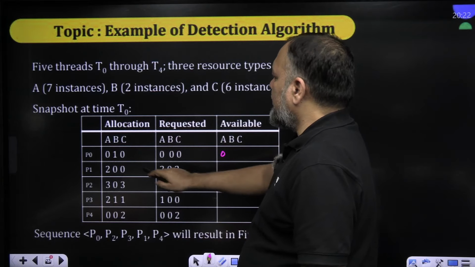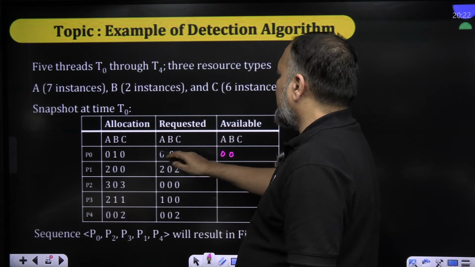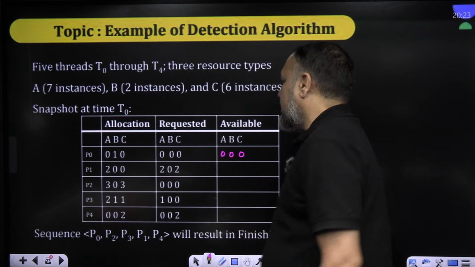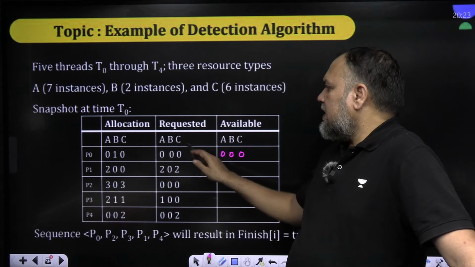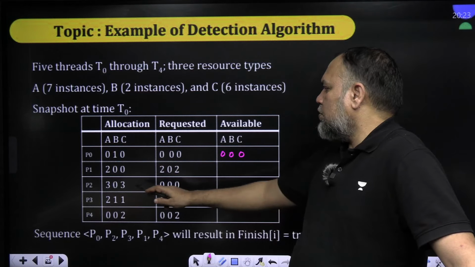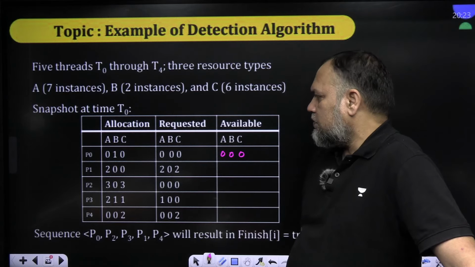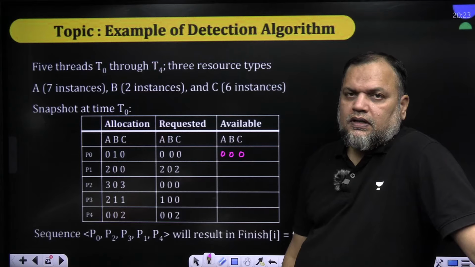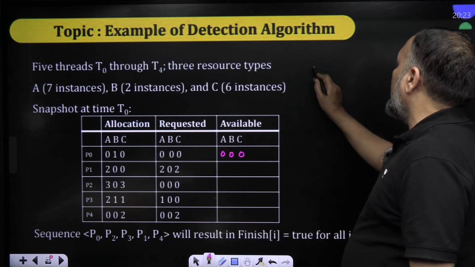Out of 2 copies of B, all 2 are invested, so 0 available. C, how many allocated? 3, 4, 5, 6, so I have 6 copies allocated, 0 available. I don't have any available. Request, dekh lijiyega, process P0 is not making any request. P1 is making request 202, and the others are also making requests. There are 2 processes which are not blocked, others are blocked. 3 are blocked. The way this algorithm works for detection is just like safety algorithm.